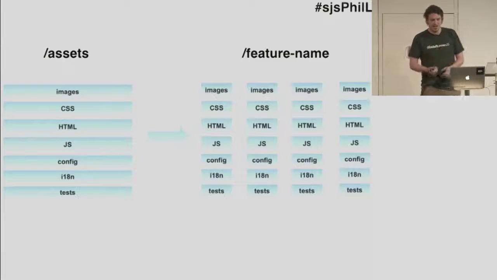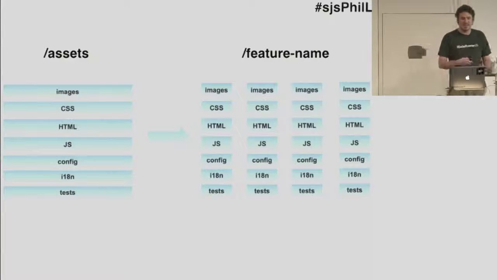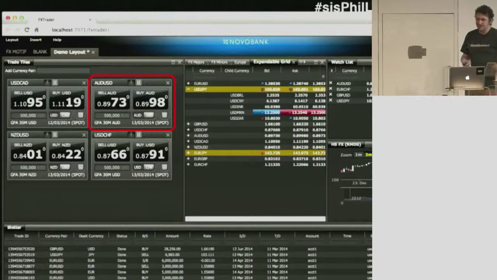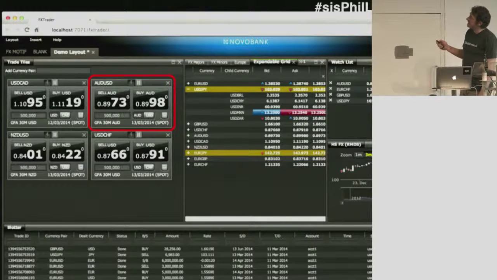So we have high cohesion, we've got our images, CSS, JavaScript, and even our tests under that one folder. So we know where the assets are associated with that feature. If we look at Caplin Trader 2, or this is actually Caplin Trader 3, I think, a slightly different version, we've got this thing called the FX tile.